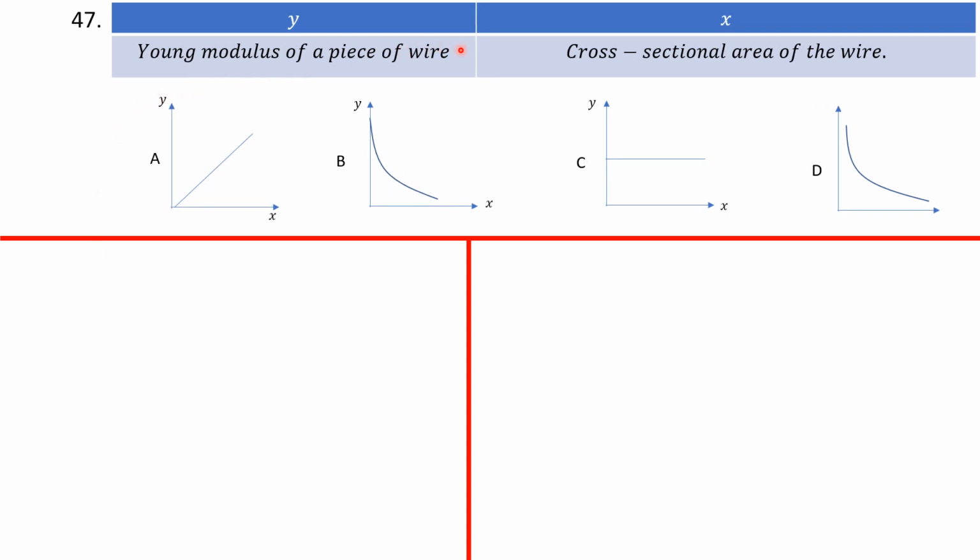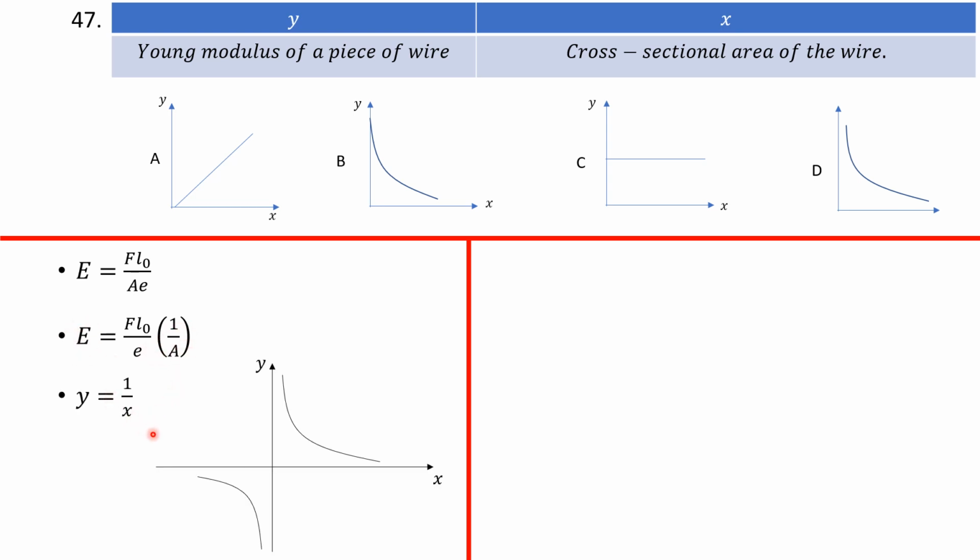Young modulus of a piece of wire against the cross-sectional area of the wire. Okay, so Young modulus is FL0 by AE. Again, you notice that if I want to plot E, Young's modulus against A, that would be an inverse relationship, right? So inverse relationships, of course, graphically are represented like this. And since Young's modulus is always positive, we're going to use the first quadrant, and so our answer will be D.